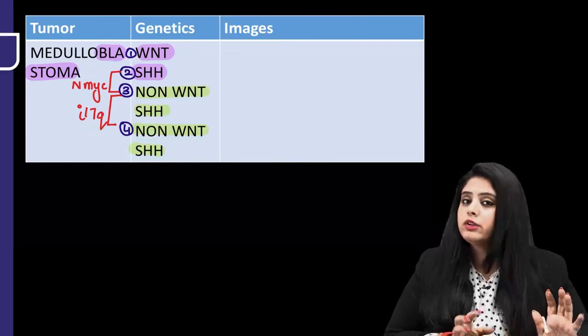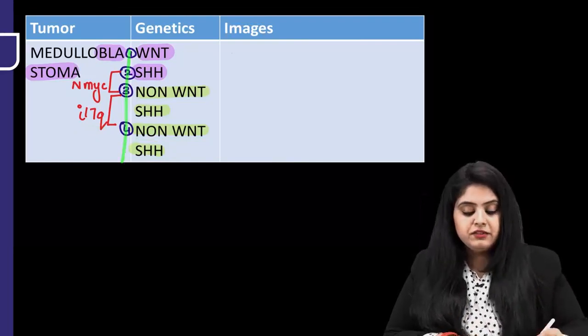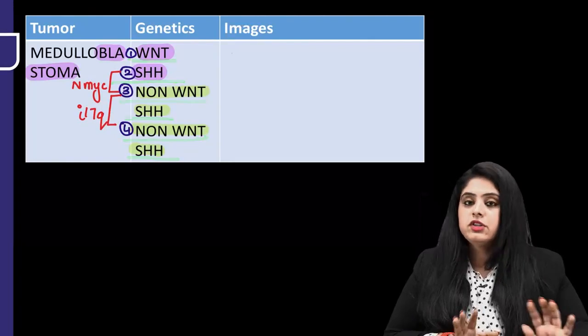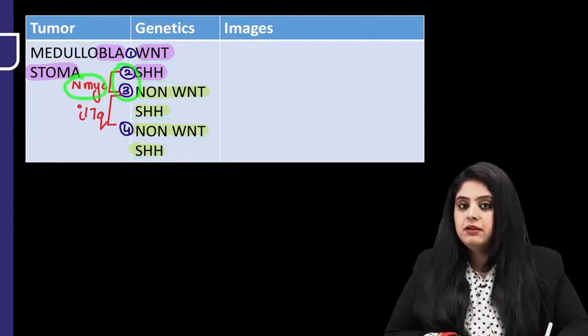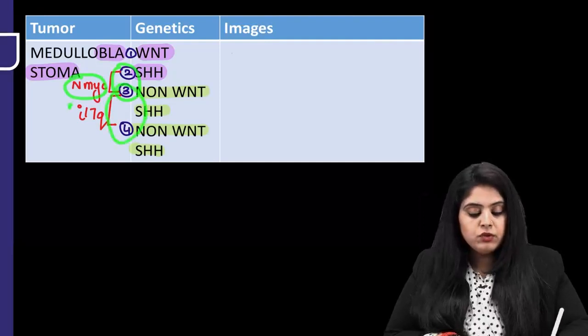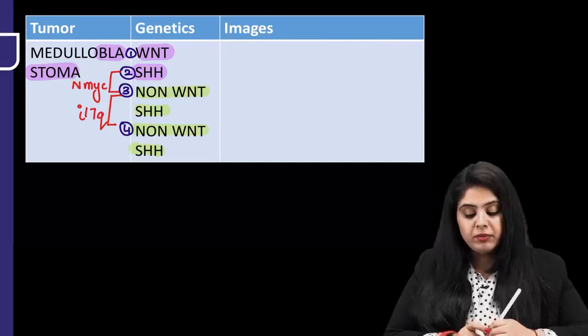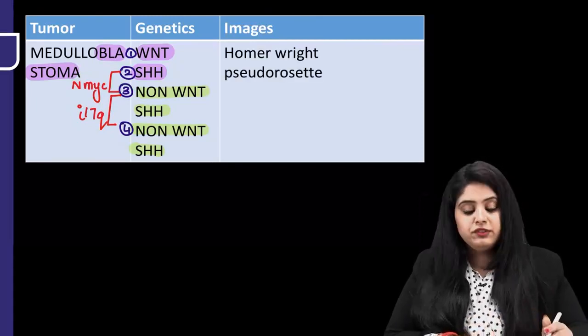So if you remember it like this, it's going to be very difficult. So my advice to you is learn it like this. There is first WNT pathway problem, SHH pathway problem. Third and fourth are no WNT, no SHH. Then the second and the third are going to have NMIC problem. The third and the fourth are going to have isochromosome 17q. And what am I going to see microscopically? There's a very famous rosette that you see, the Homer Wright pseudo rosette.